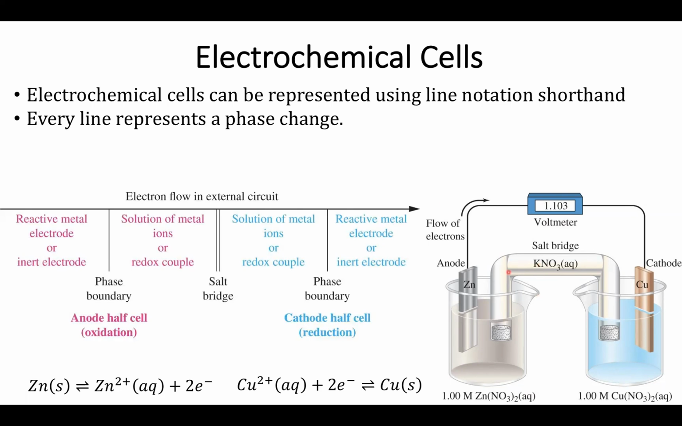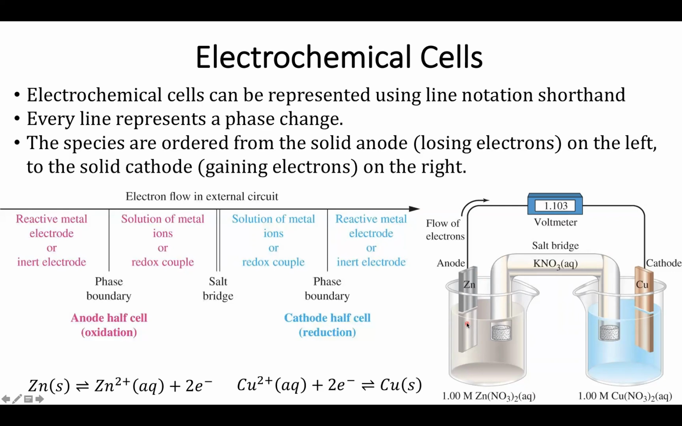And so line notation is just a shorthand that represents each part of the cell. So what we're going to do is have a short abbreviation that shows each part of the cell with a vertical line that represents every time we have a phase change. So for example, here, I'm going to start on the left with my anode, and then I'm going to work my way not through the path of the electrons, but more or less through the path of my ions, going through the salt bridge over into the other cell and ending on the cathode. So I'm going to start with a solid and I'm going to end with a solid.